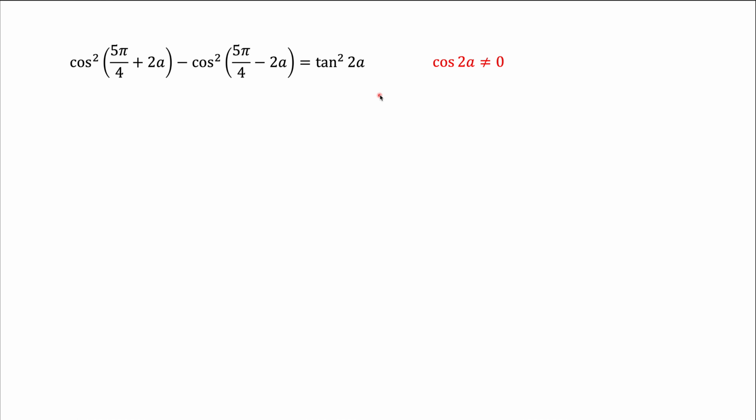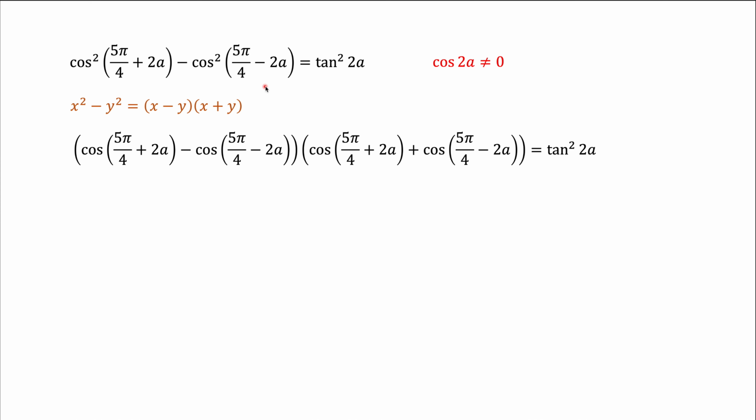First of all, let's look at what we have. We have a square here minus another square. It makes me think about the formula for a difference of squares: x squared minus y squared is x minus y times x plus y. And let's use this formula to modify this expression. Well, right now the expression got much worse than it was before. But let's just go along and see what else we can do.